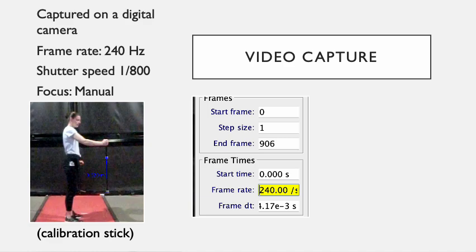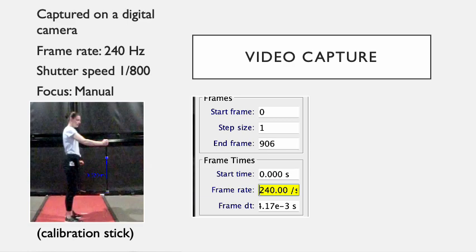Video capture. The video was captured using a digital camera with a frame rate of 240 Hz, or 240 frames per second, a shutter speed of 1/800 in manual focus. The camera was set up on a tripod.